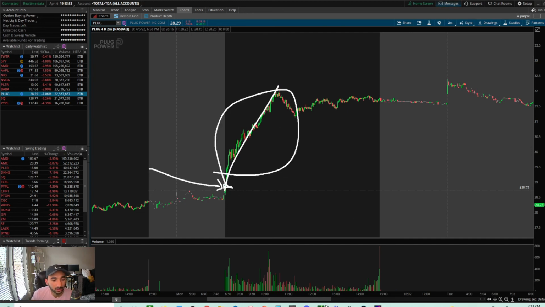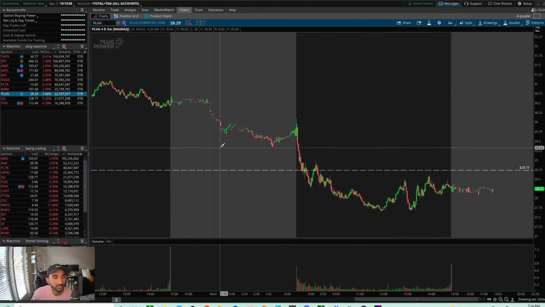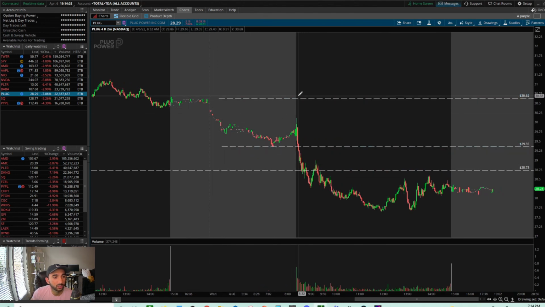You don't have to work at all, right? And then it worked the opposite today. So it broke down. This was the high of the pre-market. It never broke above. It broke down instead. So there it is right here, right? It fails, boom, immediate money right here.